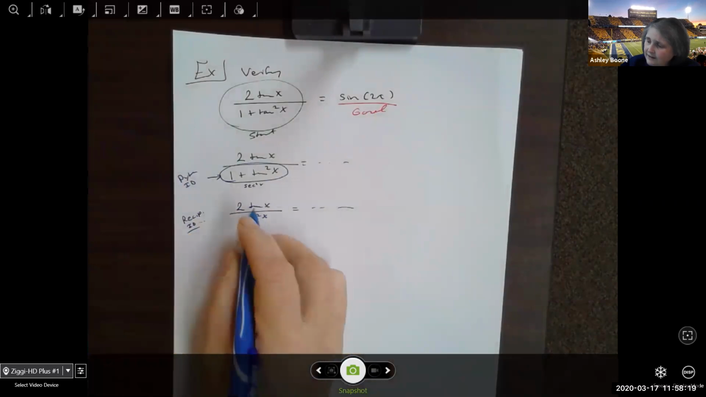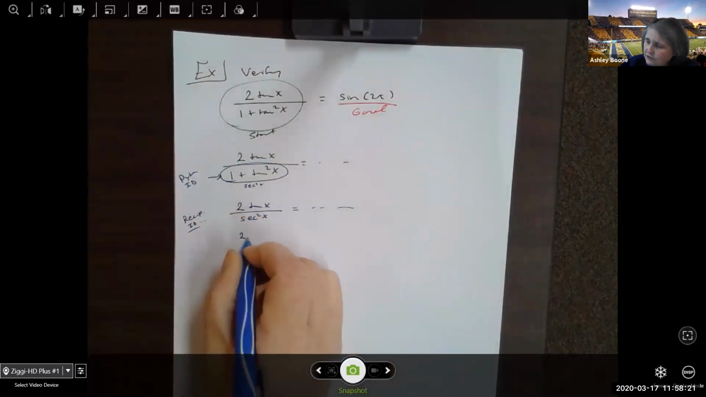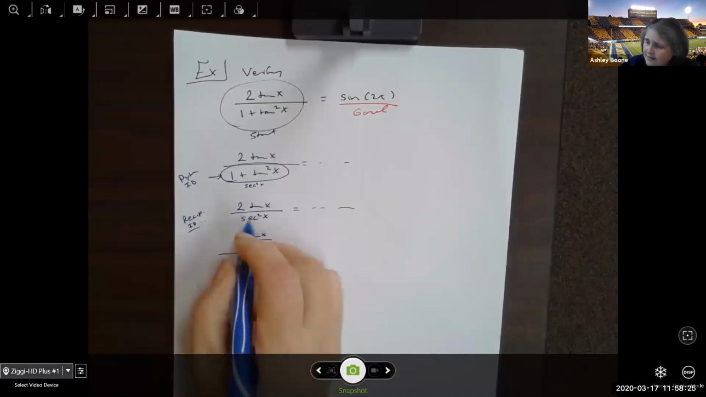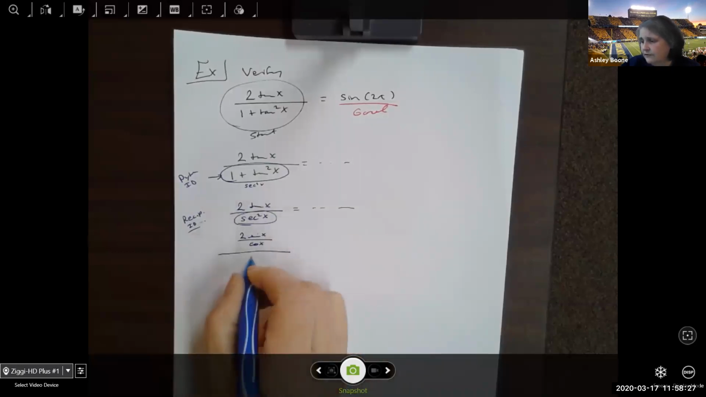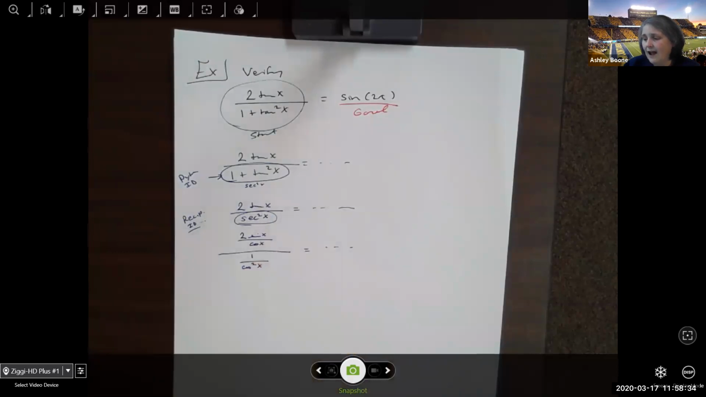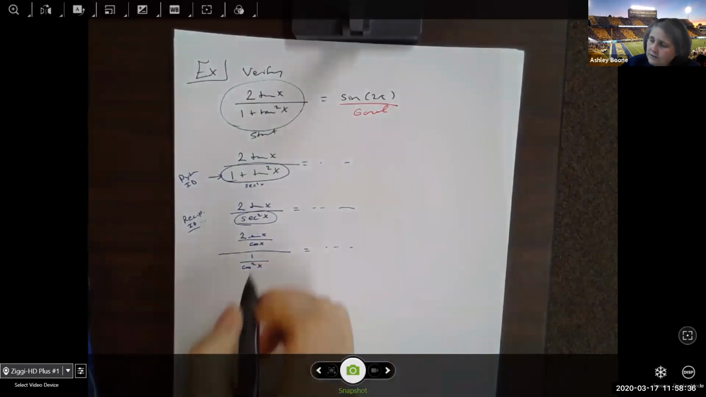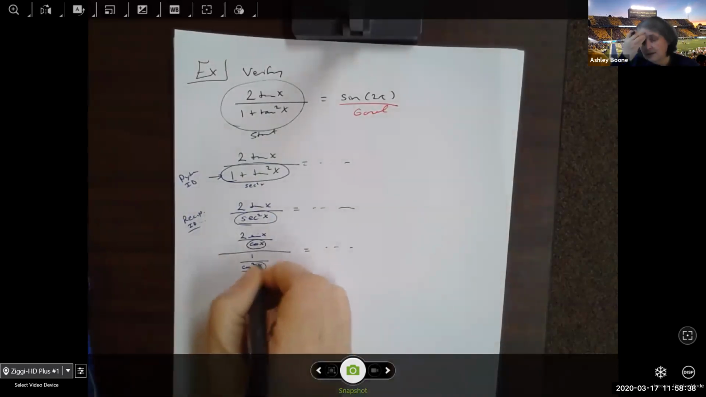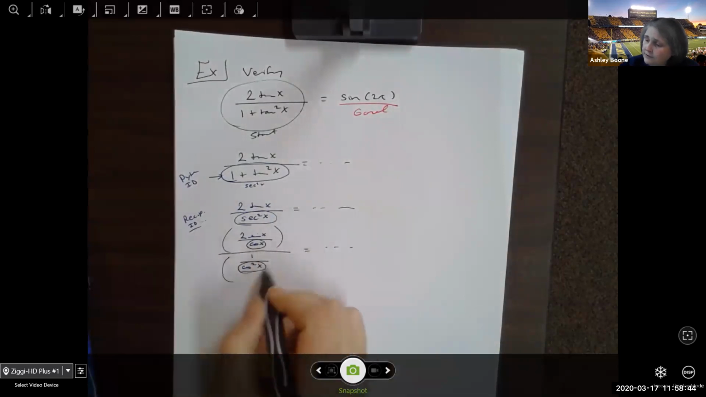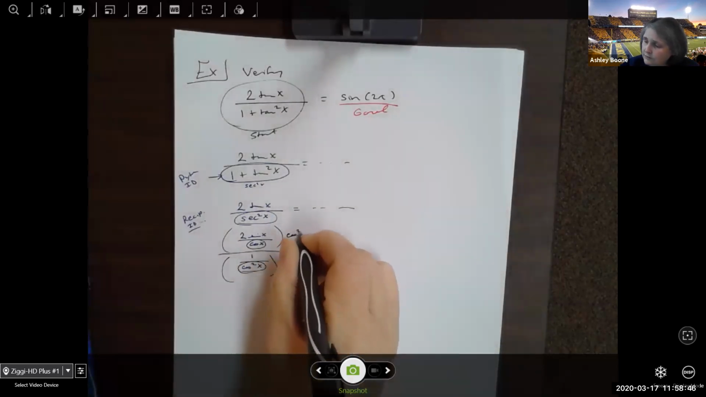Tangent is sine over cosine. So this is 2 sine of x over cosine of x, over secant squared, which is the reciprocal of cosine. So that's 1 over cosine squared of x. We have a fraction within a fraction. So take your common denominator. Your common denominator for those two little fractions is cosine squared of x. So I'm going to multiply both the top and the bottom by cosine squared of x.